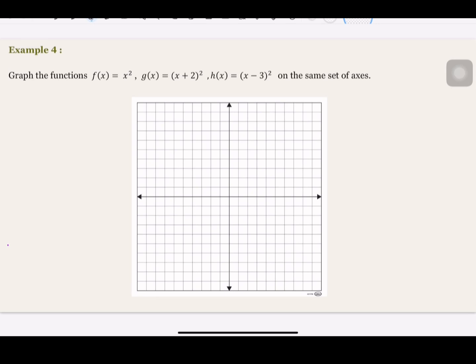Example number 4. So here you have to sketch all these 3 functions in this Cartesian plane: f of x, g of x, and h of x. So let's start with f of x. This is going to be easy because this is the parent function, and f of x equals x squared is a parabola opening upwards, and it is going through the origin. So let me sketch that over here. Yes, so this is my f of x. I'm going to name this as f of x equals x squared.